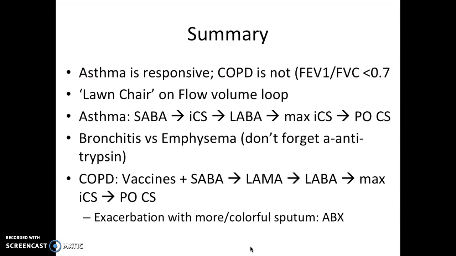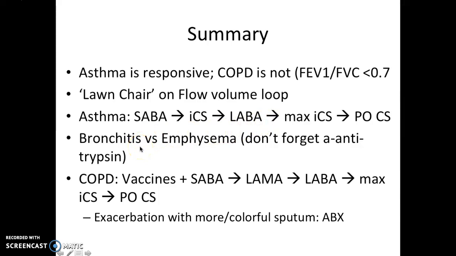So in summary, asthma is a responsive type of decrement to FEV1 over FVC. COPD is not. That cutoff is less than 0.7. Remember on the flow volume loop that obstruction looks like a lawn chair? That asthma is going to be managed in a stepwise manner based on the symptoms and the night symptoms. So short-acting, ICS, long-acting, max out the inhaled corticosteroids before you move to PO corticosteroids, and never give long-acting beta agonist alone because it can be deadly in both the case of asthma and COPD.